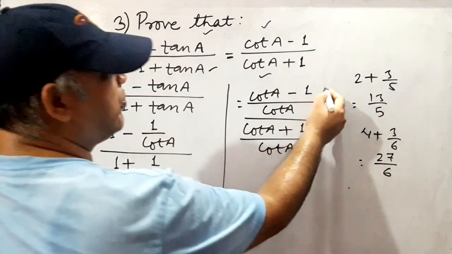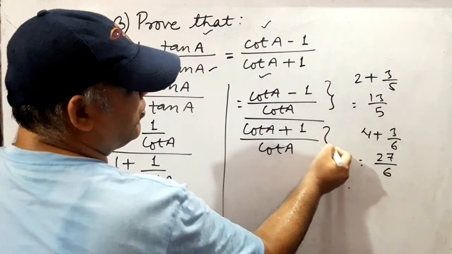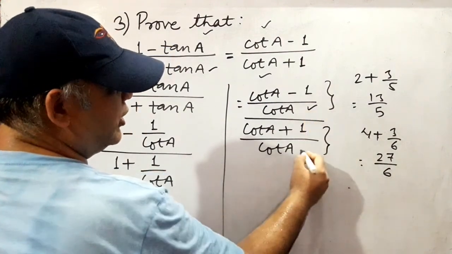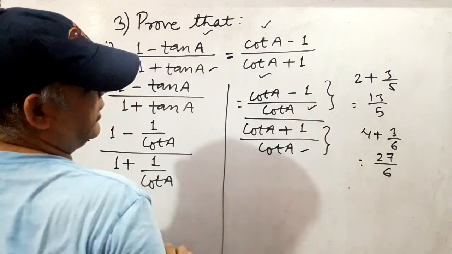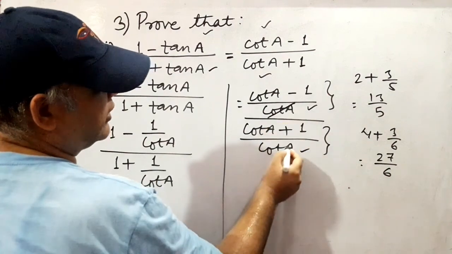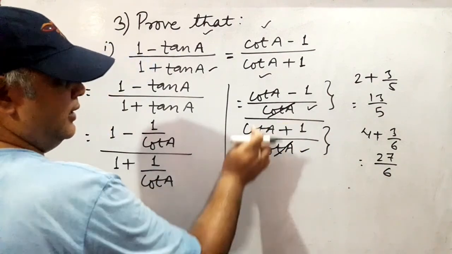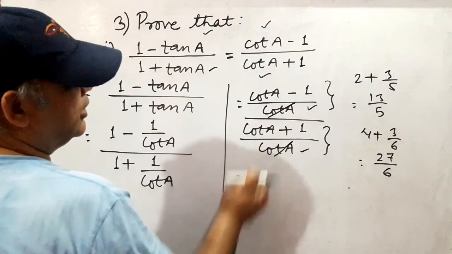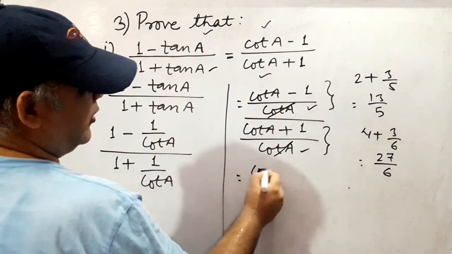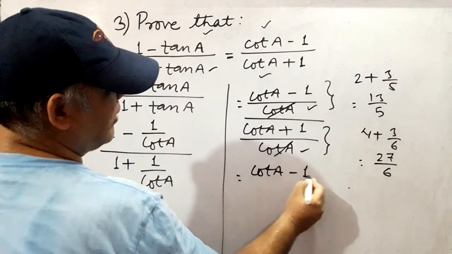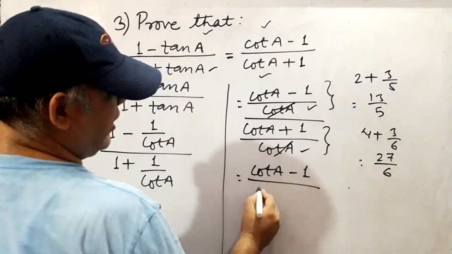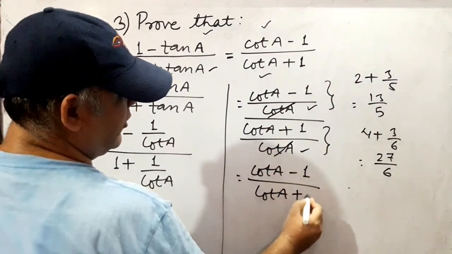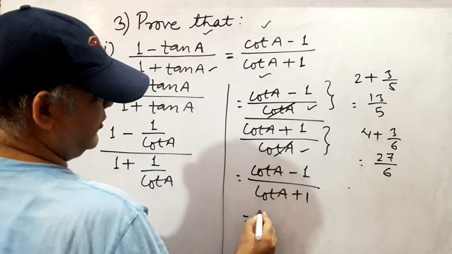Let's see, in this upper part and lower part, both have cot a in the denominator. So this cot a and this cot a can be cancelled. Since in both denominators there is cot a, they can be cancelled. So we have the remaining expression cot a minus 1 by cot a plus 1, which is our right hand side.